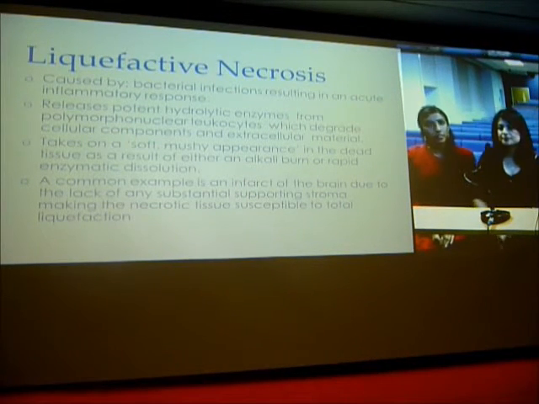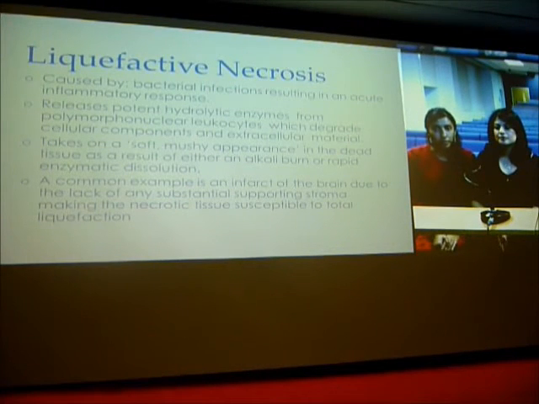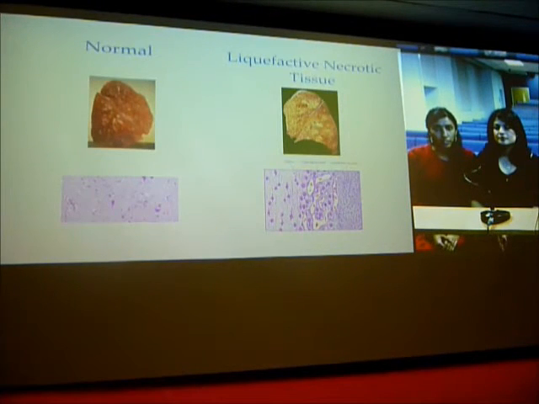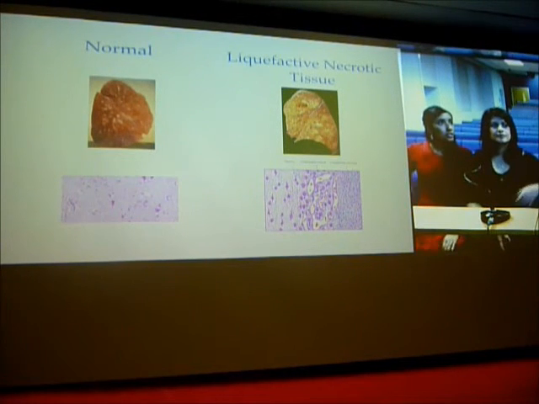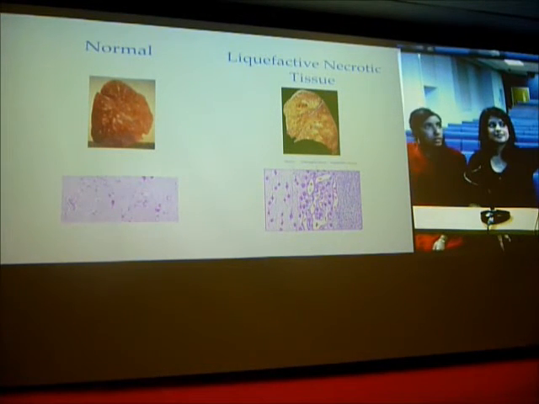The gross appearance is liquidy and has a yellow appearance due to pus. Cystic cavities are produced, which can cause the formation of an abscess. These are pictures macroscopically and microscopically of liquefactive necrotic tissue in lung.